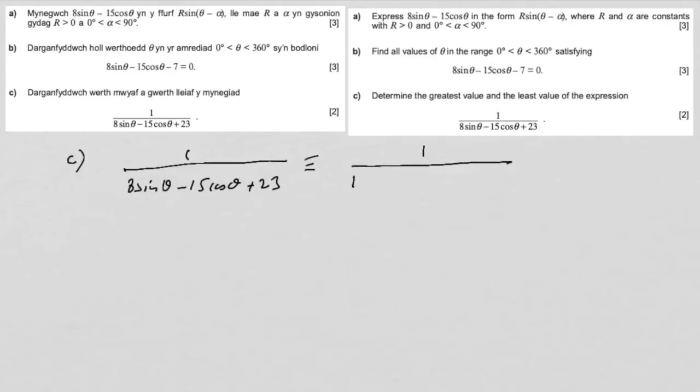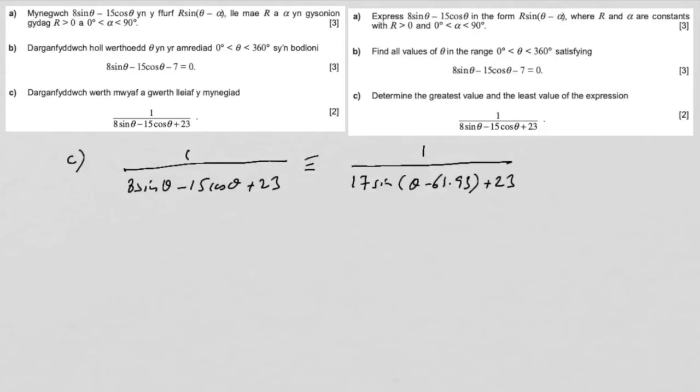Part C is another application of the work you did in Part A. So we want the maximum and minimum values of this thing, 8 sine theta minus 15 cos theta plus 23, and that is the same as 1 over 17 sine of theta minus 61.93 plus 23.